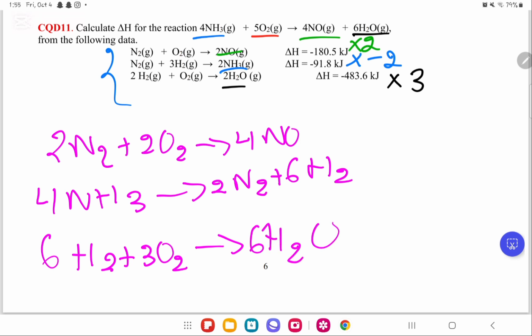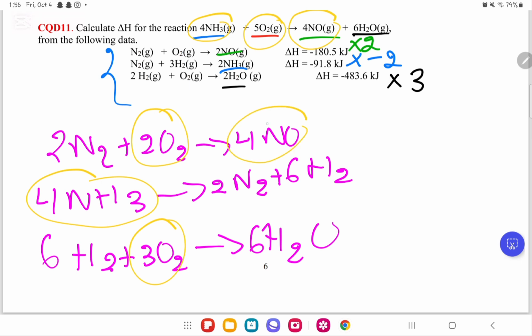Now, let's circle the ones we need. We need the 4NH3. We're going to circle it. We need the 5O2. So we're going to circle this O2 and this O2. We need the 4NO. So we're going to circle the NO. And we need the 6H2O. So we're going to circle it. Everything else will cancel out. 2 and 2 will cancel. We'll subtract it from 2 and 2. It will be 0.